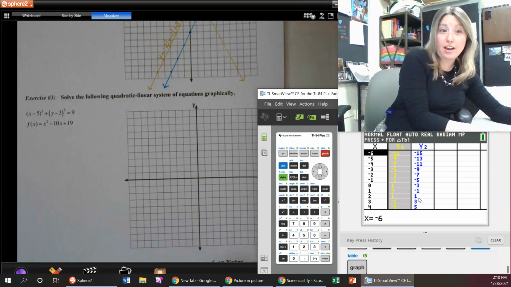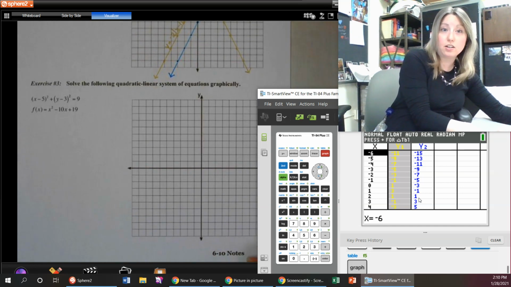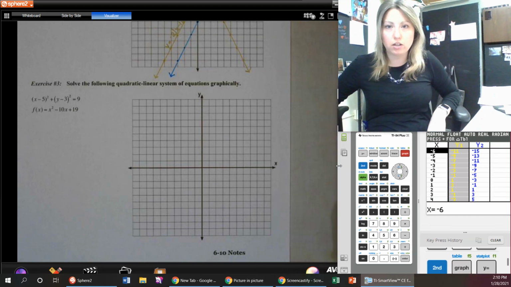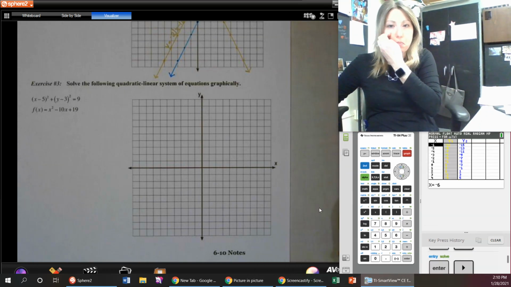You can actually graph a circle in your graphing calculator, and I will show you how to do it. It's not easy, but I'll show you anyway. Let's get this in here first. So let me get rid of these.